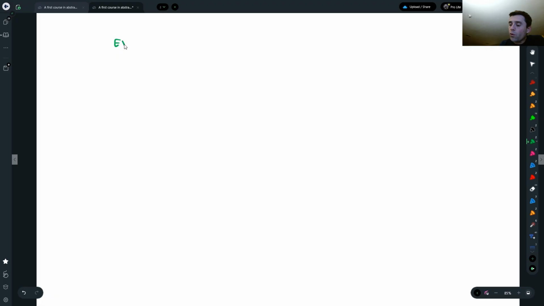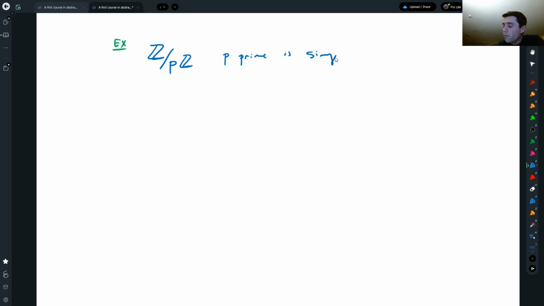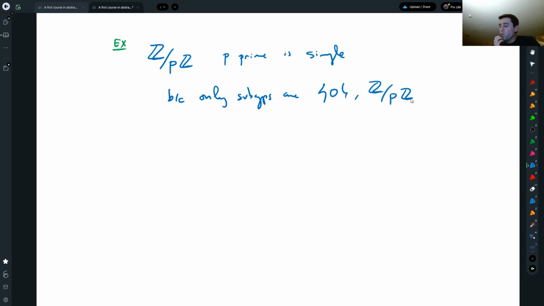There are other groups, though, that are simple. For example, Z modulo P Z with P prime is an infinite family of simple groups, because the only subgroups are 0 and Z modulo P. There are no other subgroups of Z modulo P, so there are no other non-trivial normal subgroups. So these are an infinite family of simple groups.